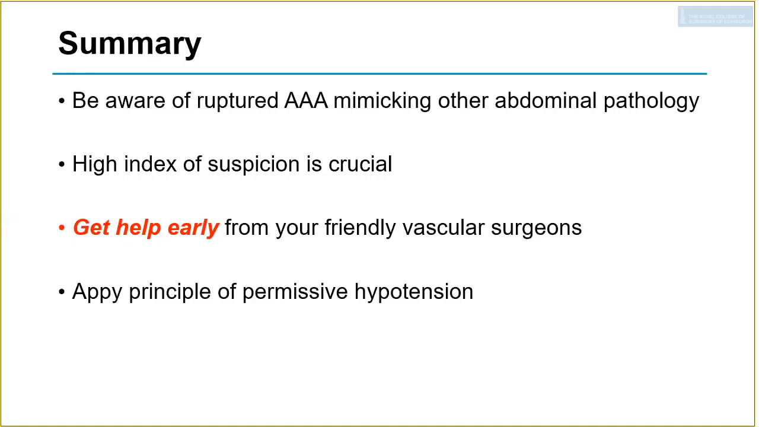So in summary, be aware of ruptured abdominal aortic aneurysm mimicking other abdominal pathology. A high index of suspicion is crucial. Get help early from your friendly vascular surgeons if you're stuck, and apply principles of permissive hypotension. Please do not over-resuscitate these patients because the consequences may be more dire. Thank you.